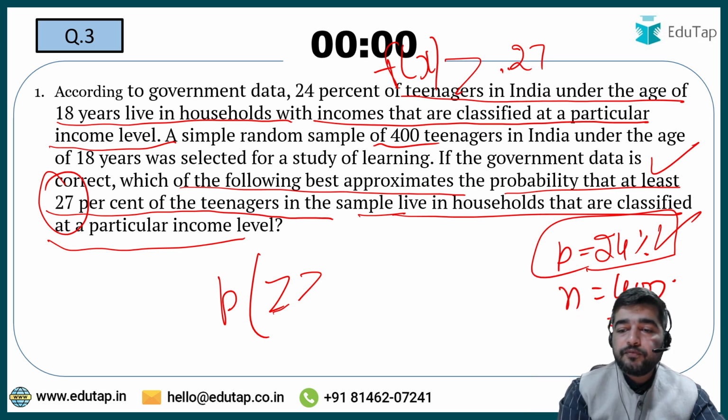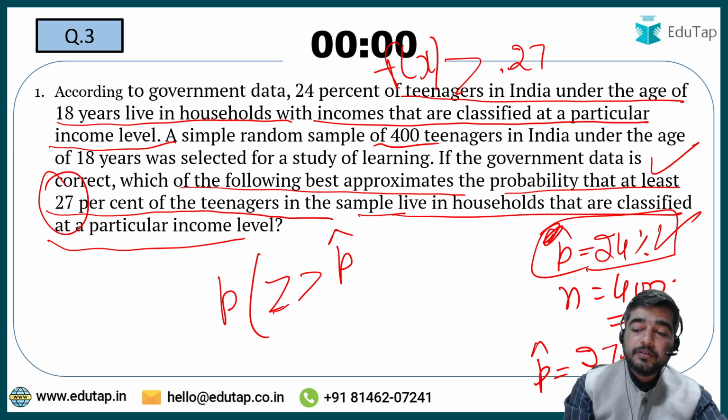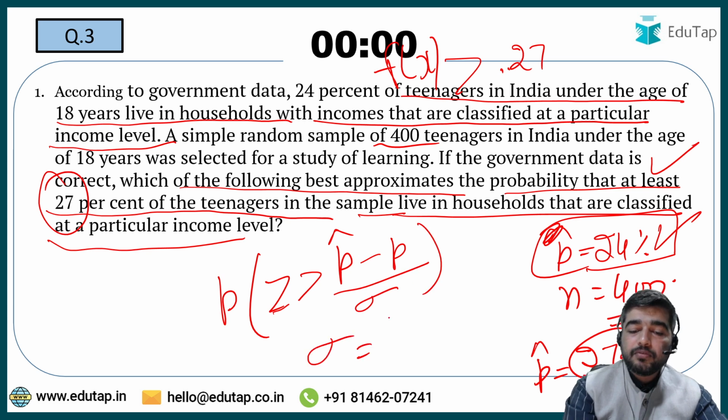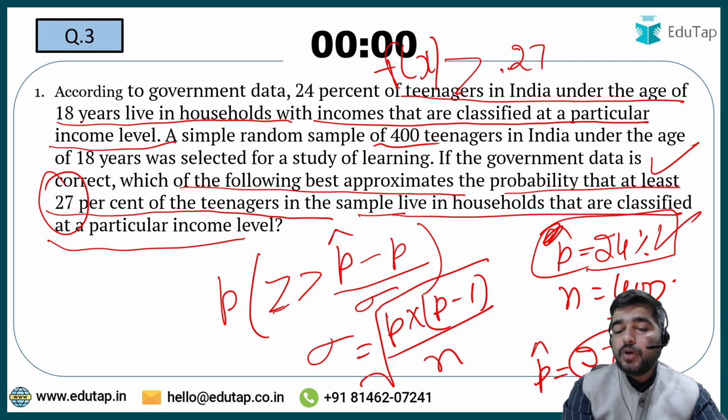So for this you have a formula. Here the sample proportion is given as greater than 27%. So for the sample proportion you will take 0.27. The probability of the sample proportion, minus the population proportion, divided by the standard deviation. The standard deviation here will be calculated from the square root of P into 1 minus P divided by n. So you have to apply this formula.